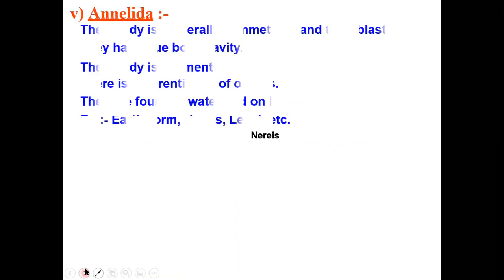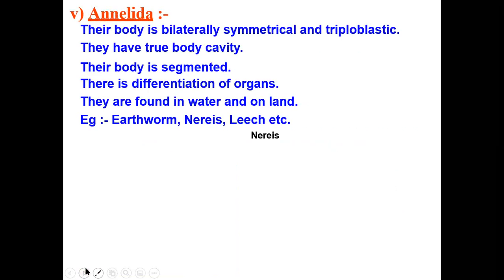Now we will discuss the Annelida. Their body is bilaterally symmetrical and triploblastic. They have a true body cavity. Their body is segmented. Segments are there. A very good example is the earthworm. There is a differentiation of the organs and they are found in water and on land. Examples: earthworm, Nereis, and leech.